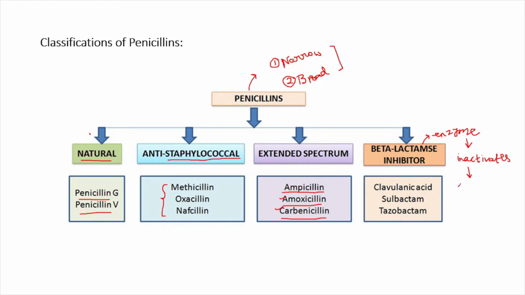Many bacteria have this beta-lactamase nowadays because it is present for their defensive purposes. Suppose you add penicillin to kill the bacteria, and the bacteria has beta-lactamase within its cell. What will this enzyme do? This enzyme will inactivate the penicillin by splitting the beta-lactam ring, and then the penicillin will be ineffective, and we call such bacteria penicillin resistant bacteria.